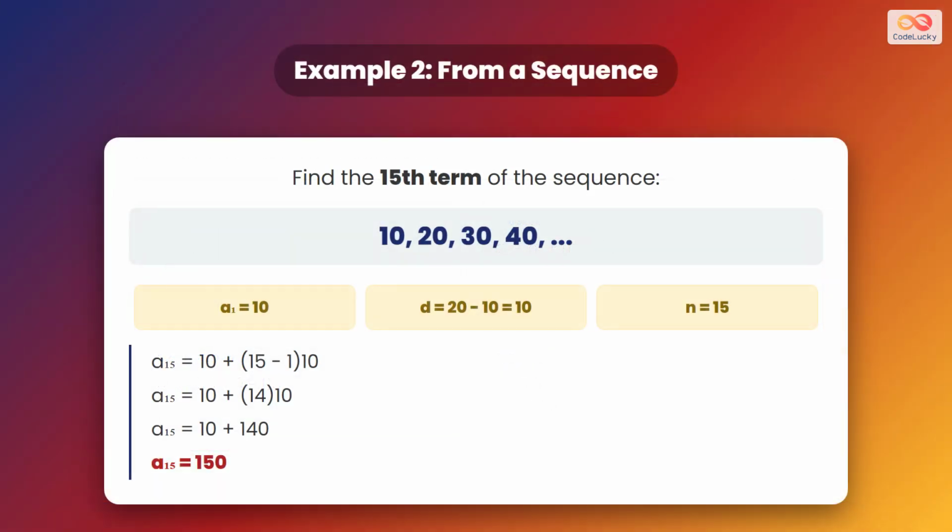Now let's find a term by looking at a sequence, 10, 20, 30, 40. We want to find the 15th term. First, we identify that the sequence starts at 10, so a sub 1 is 10. The numbers go up by 10 each time, so d is 10. We plug these into the formula, 10 plus 14 times 10. This simplifies to 10 plus 140, which equals 150.